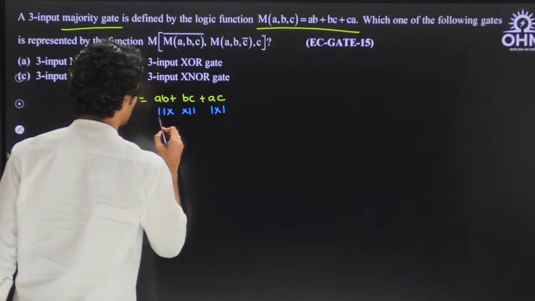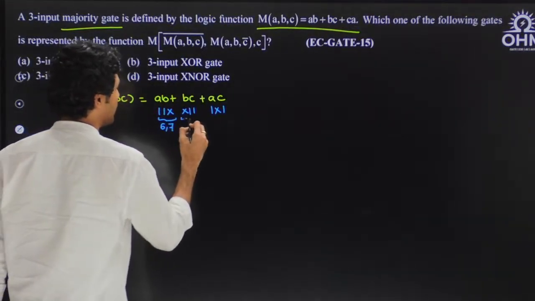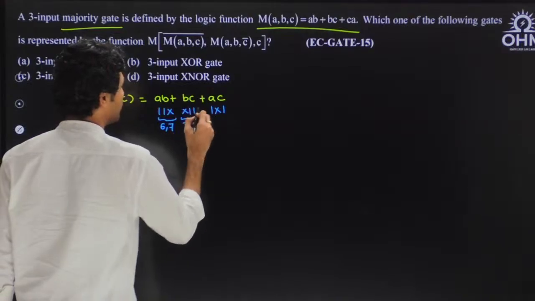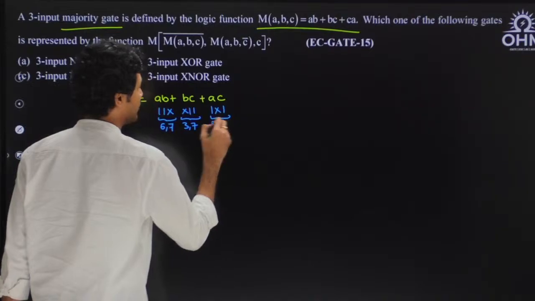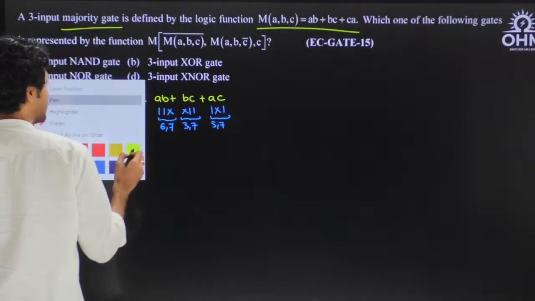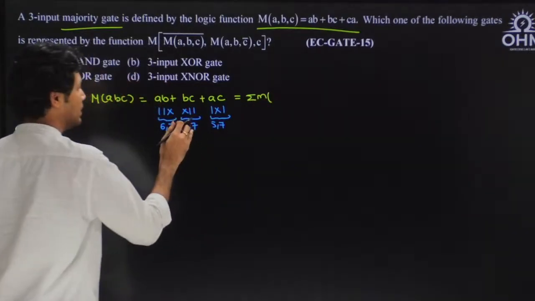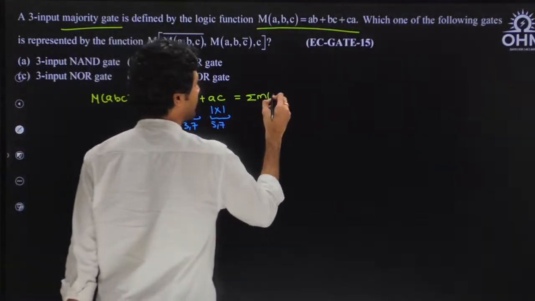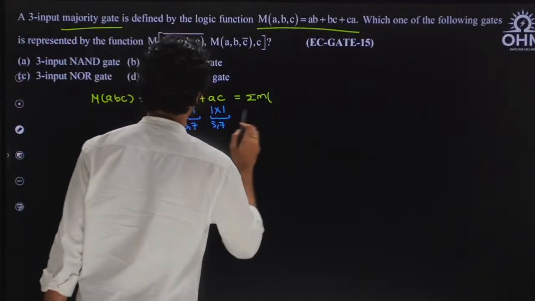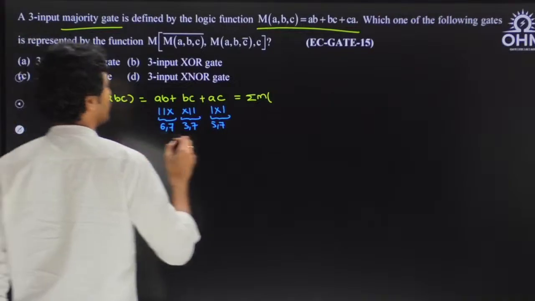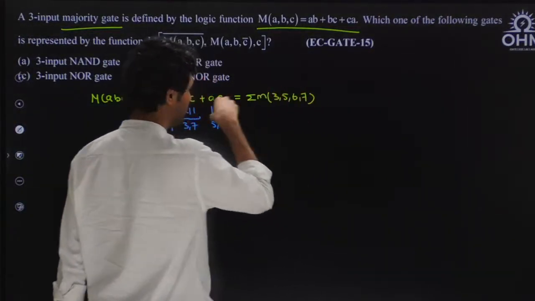So accordingly, what are the numbers here? 110, 111 means 6, 7. And this is 011, 3, 111 means 7. This is 101, 111, 5, 7. So we have the first expression as sigma minterms 3, 5, 6, 7. So we have 3, 5, 6, 7 as the first function.